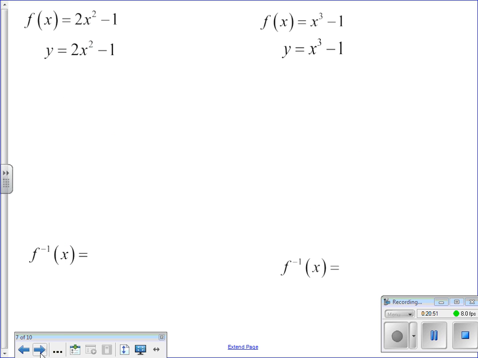Let's do it again. It's a little harder on this one. Same process, first step, like I said, is already done. Swapped out f of x for y. Solve for x. So to do this, I need to get x squared by itself. So that means I add 1 to both sides. So we get y plus 1 equals 2x squared.